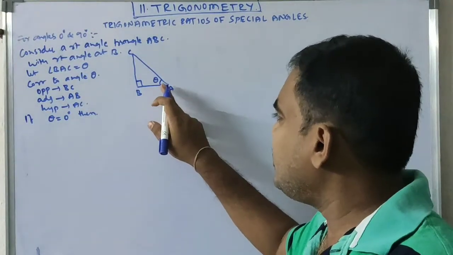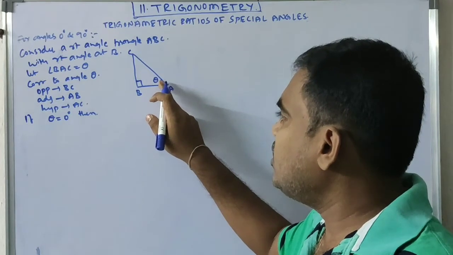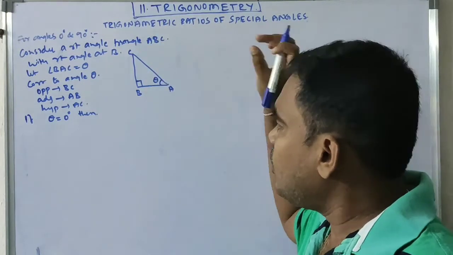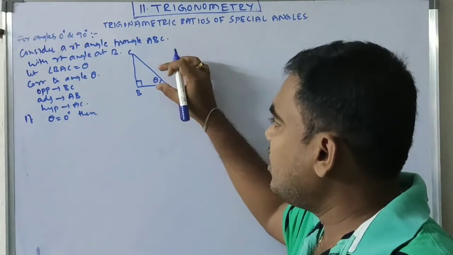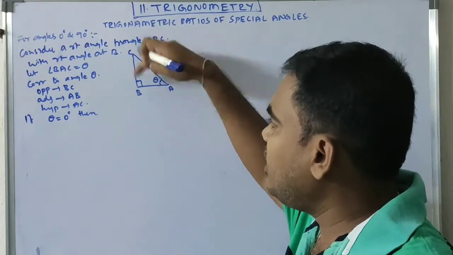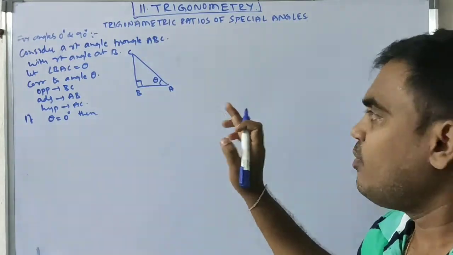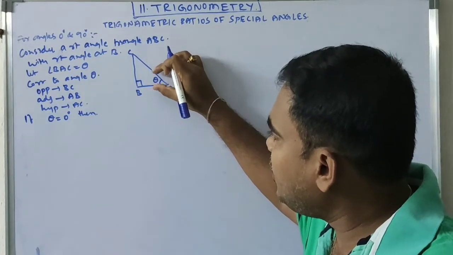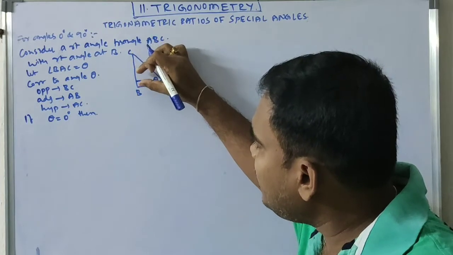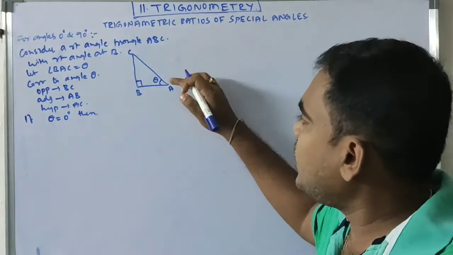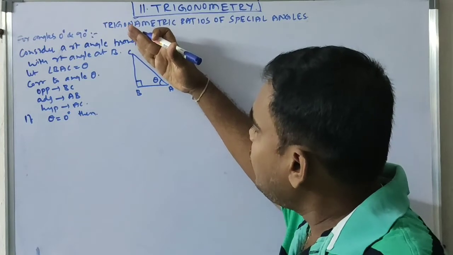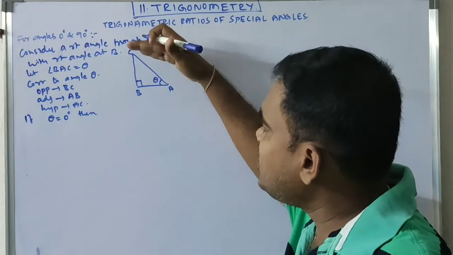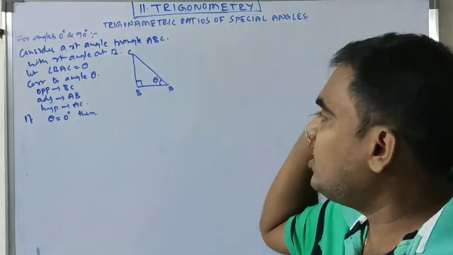So this is angle theta, this is the hypotenuse, this is the opposite side. If angle theta is more, BC will be more. If the angle is reduced, then the length of BC is also reduced according to angle theta. If the angle becomes very small, the AC line will coincide with AB.